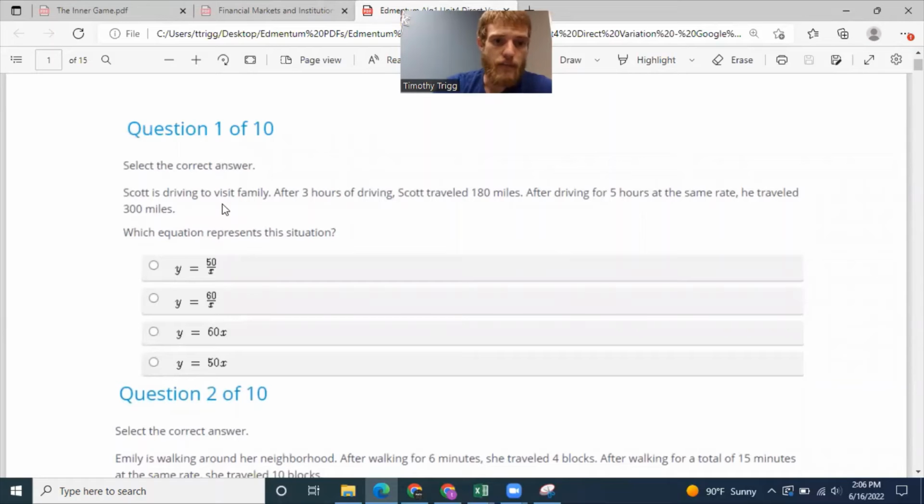Scott is driving to visit family. After 3 hours of driving, Scott traveled 180 miles. After 5 hours at the same rate, he traveled 300 miles. Which equation represents this situation?